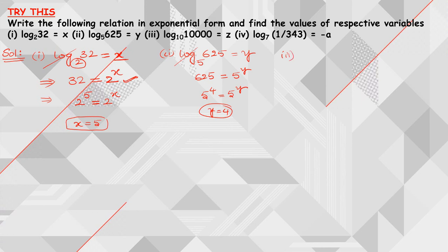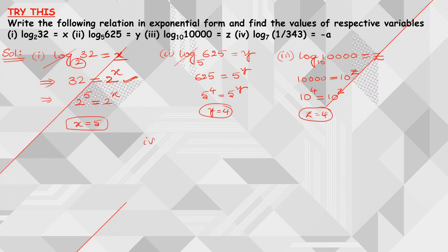Next, moving on to question number 3. Now logarithm of 1 followed by 4 zeros, that is nothing but 10,000, to the base 10 is equal to z. Now how can I write this? So 10,000 is equal to 10 raised to the power of z. Understood? So how can I directly write this step, right? 1 followed by 4 zeros means we can simply write it as 10 power 4, which is equal to 10 power z. So from this clearly z is equal to 4.